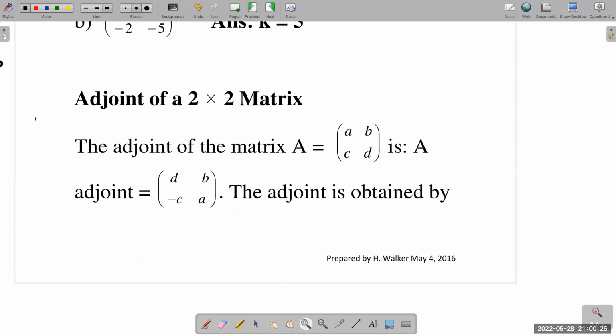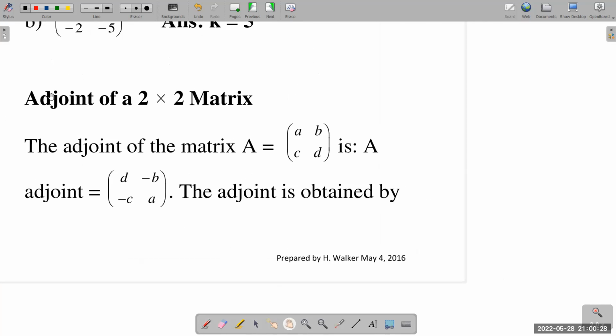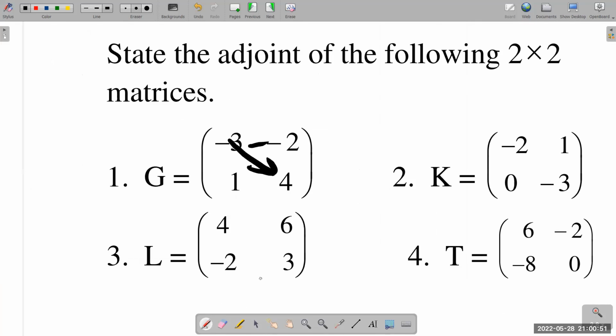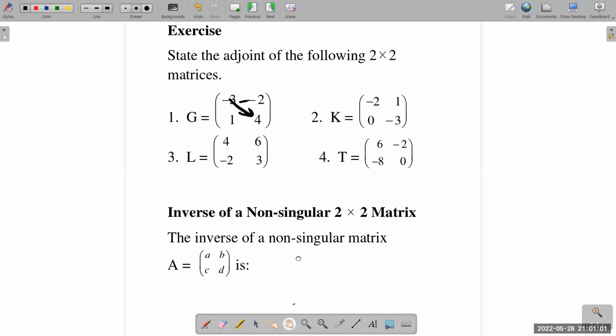We know how to find the adjoint. Do we remember how to find the adjoint, which we need a lot when it comes to inverse? What do you do to find the adjoint? You switch A and D, and you make B and C negative. That's it. That's the adjoint. Right? So when it comes to that, you switch, you add a negative. And as you see here, if I add a negative to a negative, what is that going to become? A positive. So we need to keep in mind all of these rules. Don't forget your integer rules.